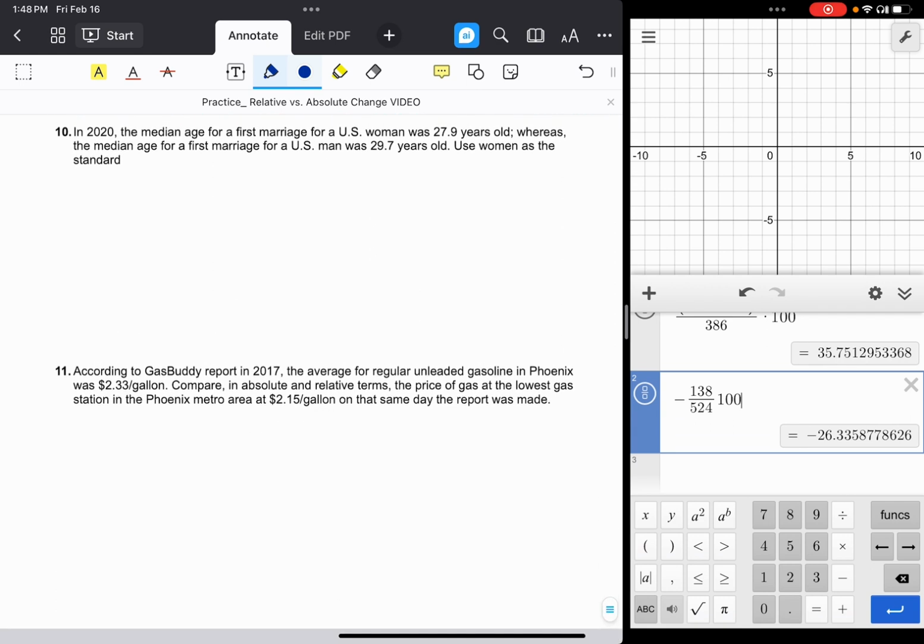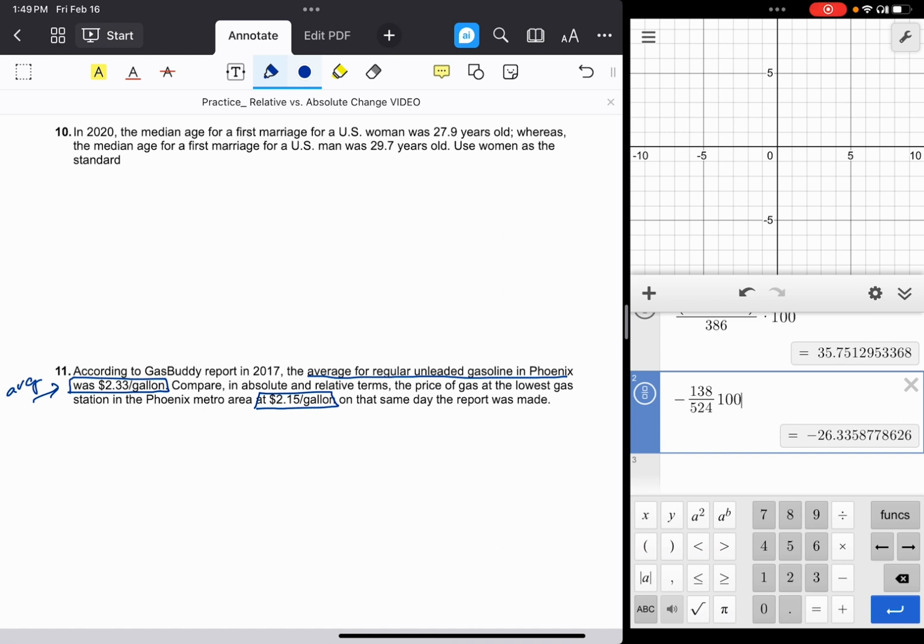All right, I want to talk a little bit about the setup on 11 because in this particular one, according to a Gas Buddy report in 2017, the average for regular unleaded gas in Phoenix was $2.33 per gallon. Compare in absolute and relative terms the price at the lowest gas station in the Phoenix metropolitan area, which was $2.15 per gallon on the same day as that report. So notice we're given an average. And so when we're given that sort of average value, we're going to use that as our standard and we're going to compare it to that 215.